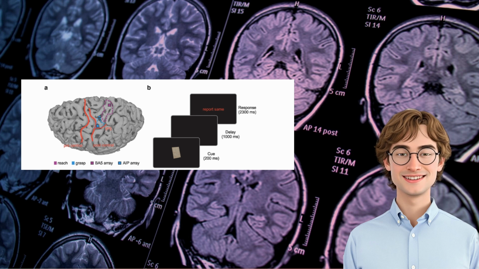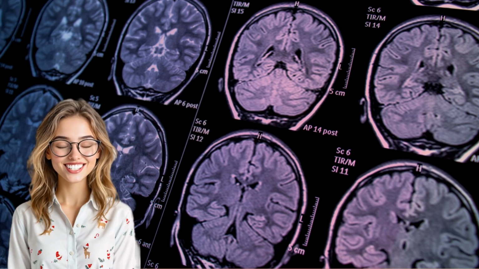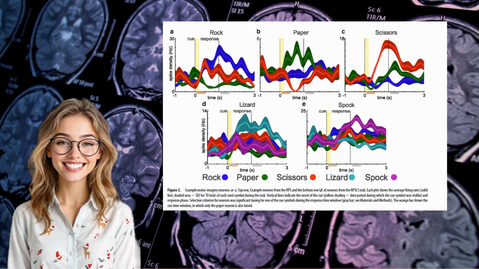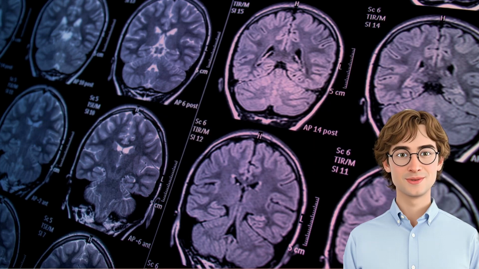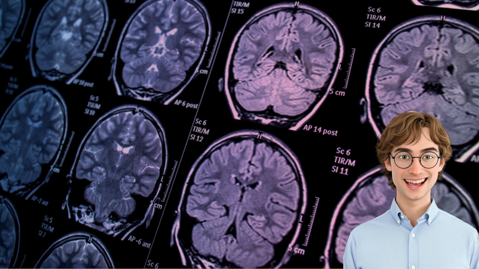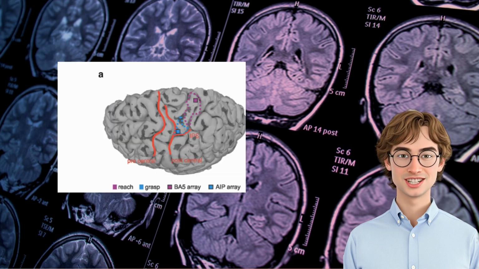Okay, and what did they find? Could they actually tell which hand shape he was imagining? You bet they could. Just by looking at the patterns of brain activity, they were able to decode the participant's imagined hand shapes with pretty remarkable accuracy. So even though he couldn't physically move his hand, his brain was still generating distinct signals for each shape.